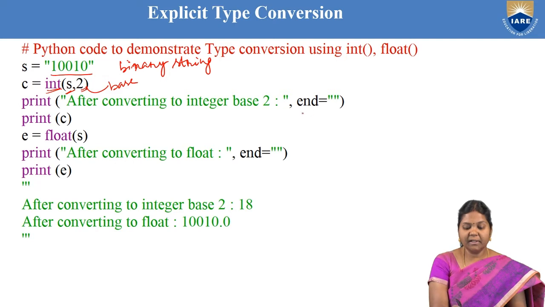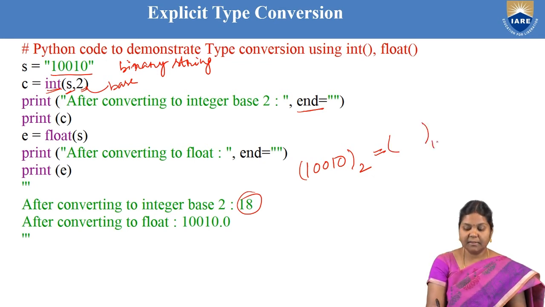So after converting this into an integer with base 2, what are you getting? 10010 with a base of 2. It is converted. It is a binary number. Now it is converted into an integer of base 10. So you got the output as 18. After converting the string, which was earlier a binary string, it is now converted into an integer.